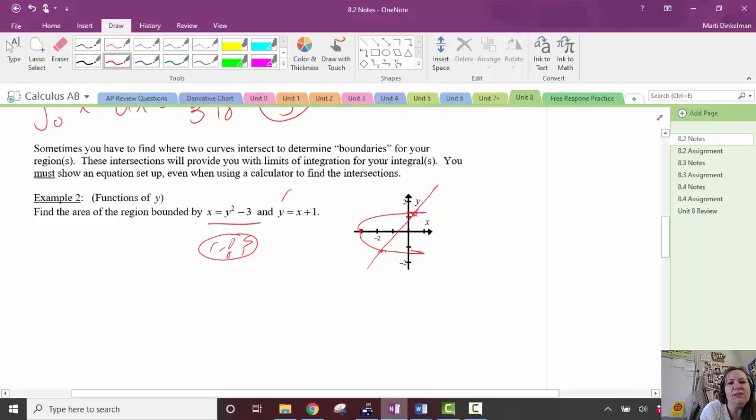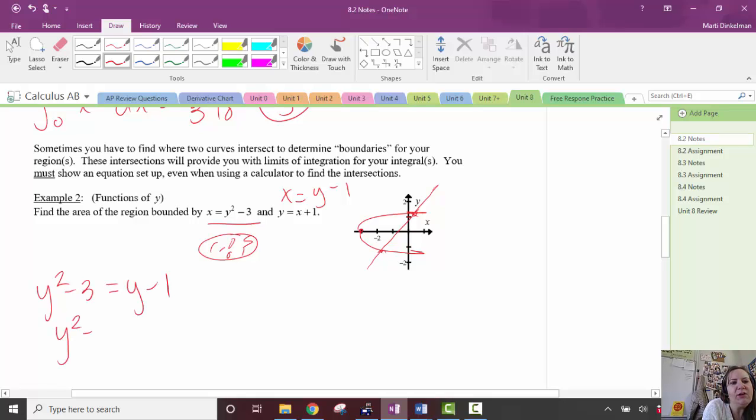And I think what I'm going to do is solve this guy for x. So x equals y plus 1. That's not true, y minus 1. I was just going to exchange them, but that doesn't work. Okay, so just subtract the 1 over. So now let's set y squared minus 3, so that x, equal to the other x.